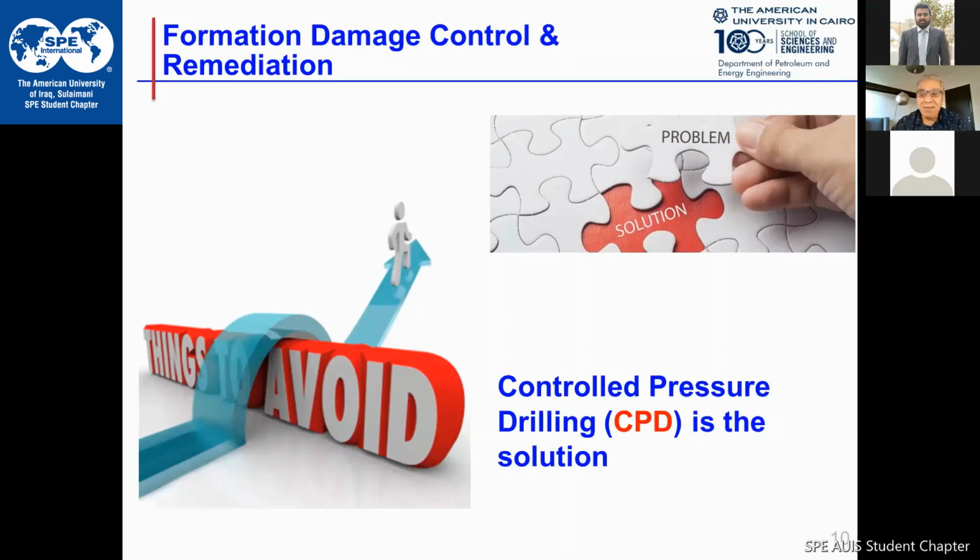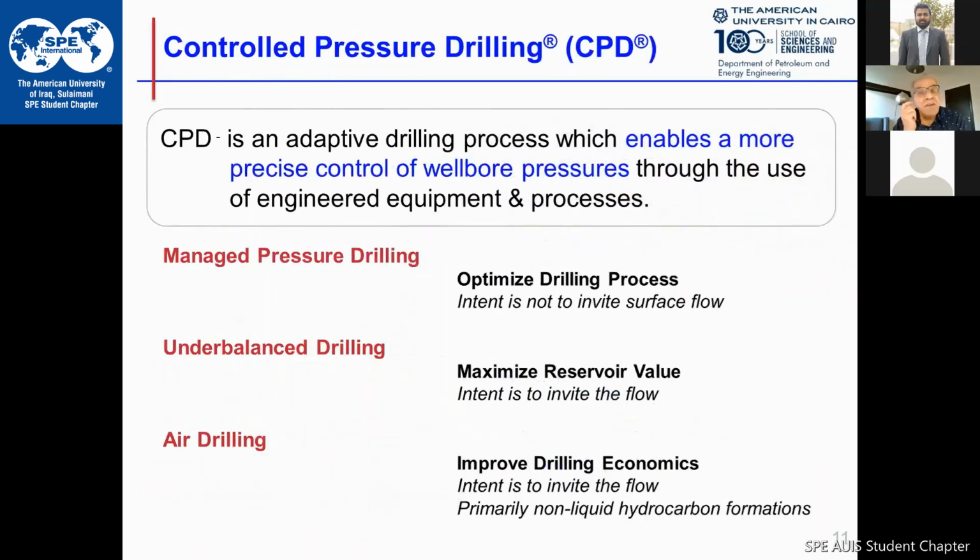This is always done by service companies. The pioneer in this field used to be Weatherford, because they had a company called Precision Drilling, specialized mainly in drilling. And there are 3 types of drilling to manage the pressure. Because as you saw, the damage is caused by overbalance, because of high hydrostatic pressure, along with other factors in the formation. So one way is using the so-called managed pressure drilling, where we optimize the drilling process itself. And when we use managed pressure drilling, our intention is not to invite reservoir fluid to flow.